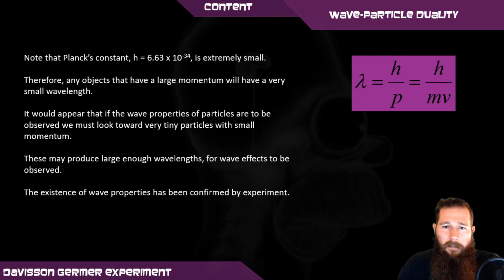Now notice Planck's constant is very small, being to the power of -34. This means that any objects that have large momentum will have a very small wavelength. Now, in order to observe if particles do have wavelength, the particles that we have to observe are required to be very small. And this has been done through experiment.